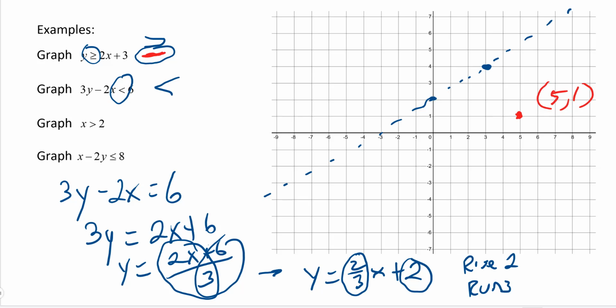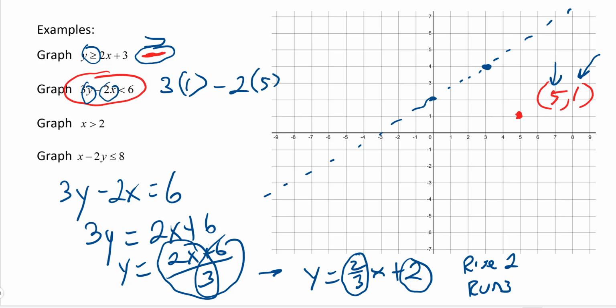Now you take your point and you plug it into your inequality. So we're going to plug that into this. Be sure you plug the x in for x and the y in for y. So we have 3, and in place of the y, we're going to put our y coordinate of 1, minus 2. In place of the x, we're going to put our x coordinate of 5. And the question is, is that less than 6? That gives me 3 minus 10 is less than 6. That gives me negative 7 is less than 6, and that is true.